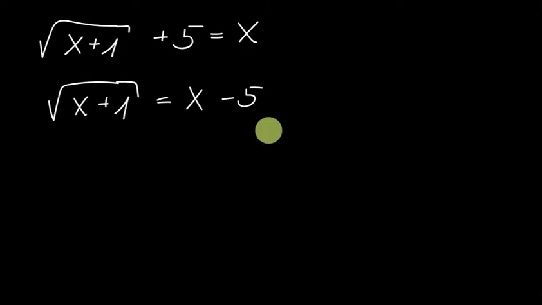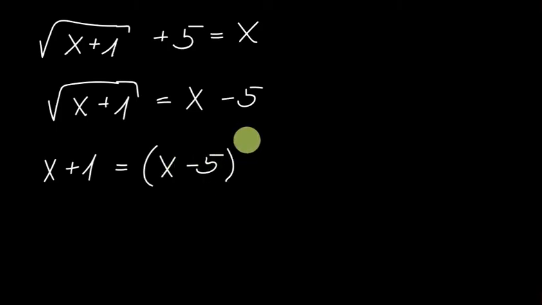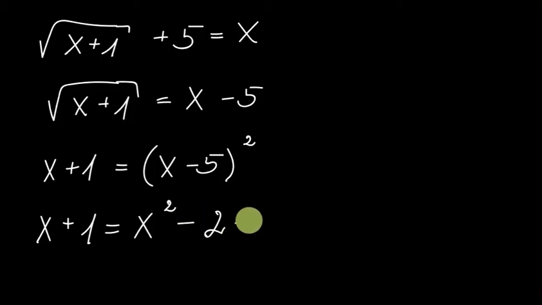Now, let's square both sides. And once we do that, we get that x plus 1 is equal to (x minus 5) squared. Now, we need to expand the square, and once we do that, we get x squared minus 2 times x times 5 plus 5 squared.